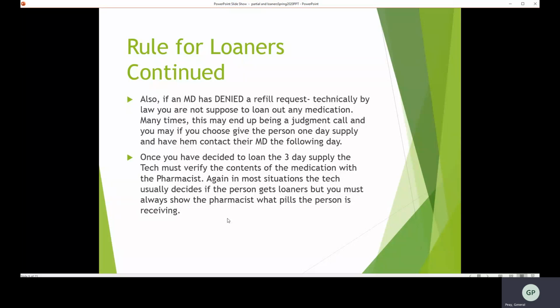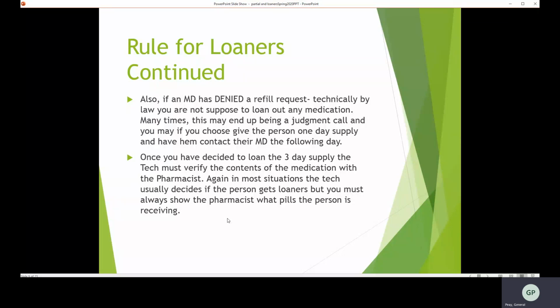So simply the tech will go over to the pharmacist and say, I'm giving Mr. PA a 3-day loaner on his blood pressure medication. I already checked, it's a maintenance medication and he's been compliant. The pharmacist is going to always assume that you know to check to see if it's a maintenance medication and see if the patient's being compliant. So you show the pharmacist the bottle with the loaners. The pharmacist verifies that the loaners are the correct medication. Then you hand it to the patient.